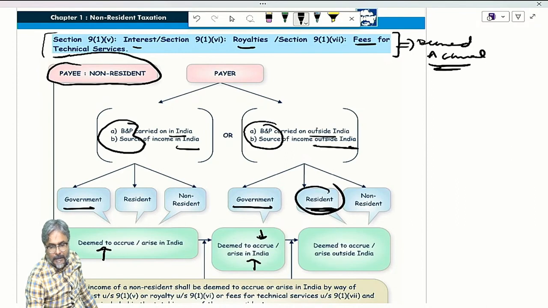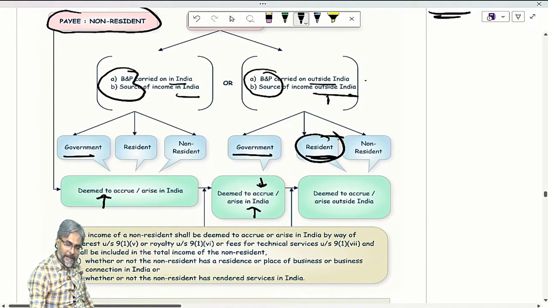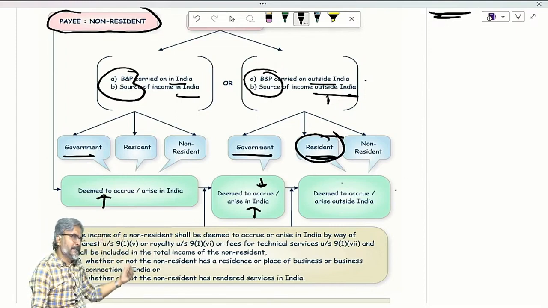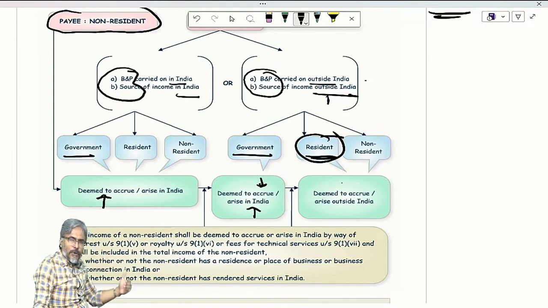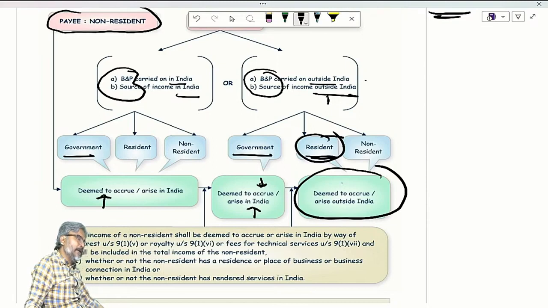Now, is this payment made in respect of a business carried out outside India or a source which is outside India? And the answer is yes. This payment which has been made by the resident, that is Tata Power, is in respect of a business or a source which is situated outside India. And if that is the case, if the payer is a resident making a payment of interest to a non-resident in respect of a business or a source which is situated outside India, then the income will be deemed to accrue or arise outside India. So it will not be taxed in India. Is that clear to all of you students?